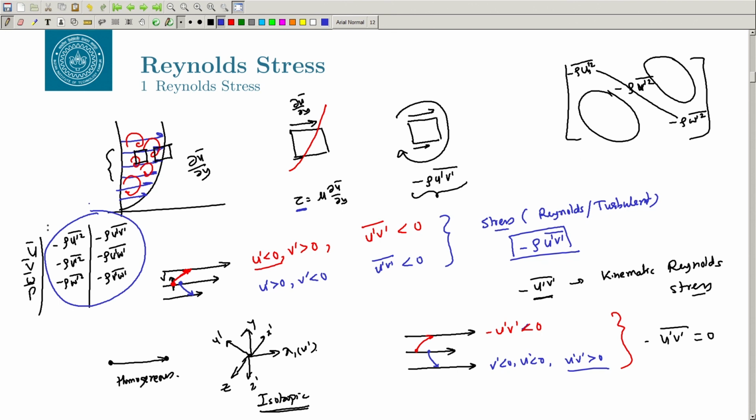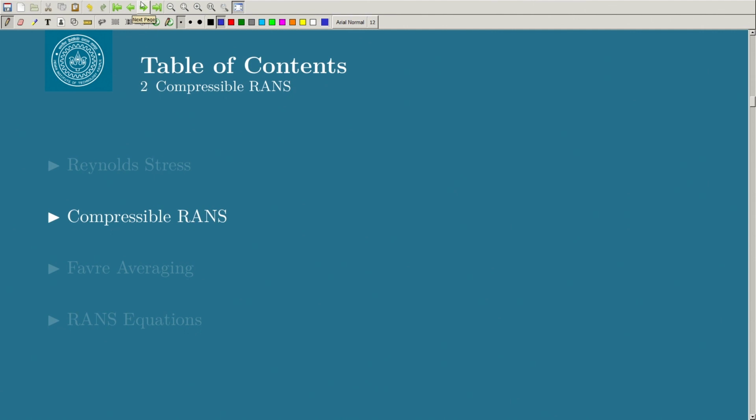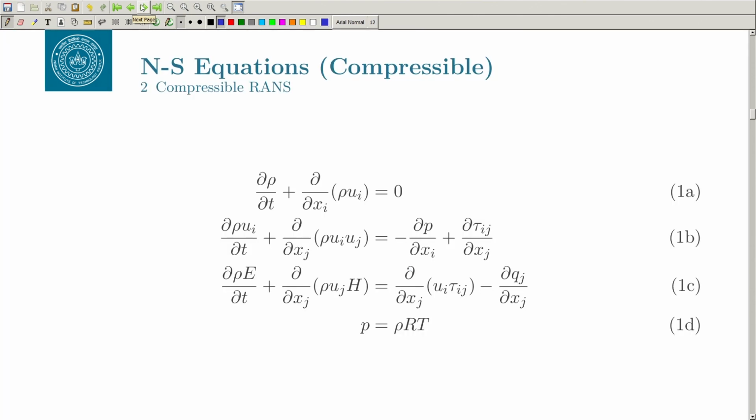So, before we go to close this problem, let us look at the compressible RANS equations, and whether we have the same issue, whether the issues become more critical, more detailed, or whether you basically get rid of that issue. So, let us look at the compressible RANS. Okay, so I am just revising.